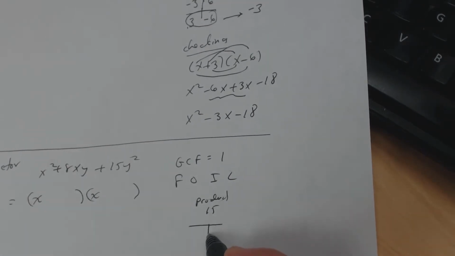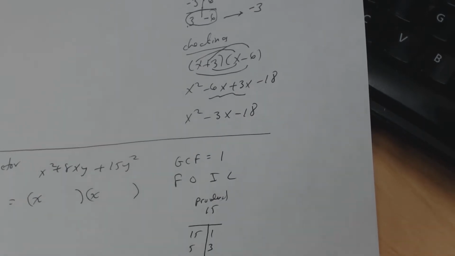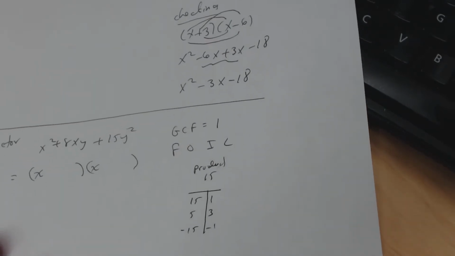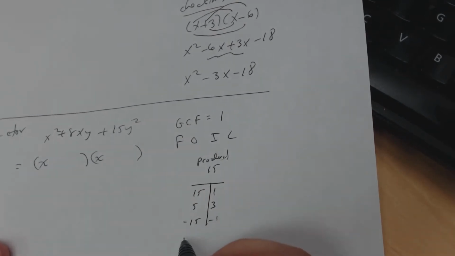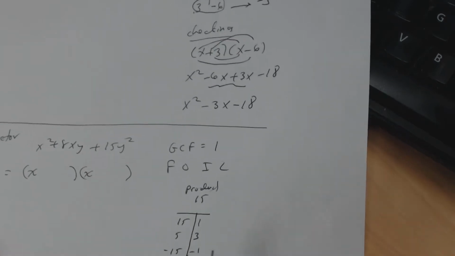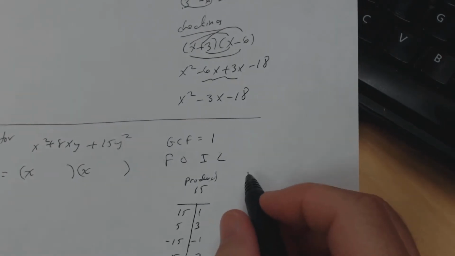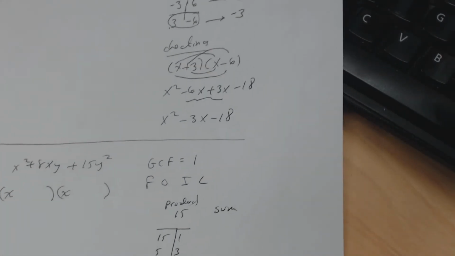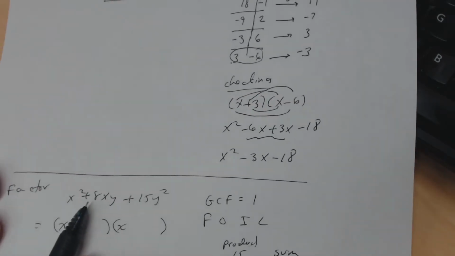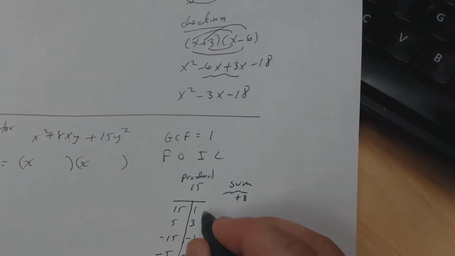So I want two numbers whose product is 15. For example, 15 times 1, 5 times 3, negative 15 times negative 1. Negative 15 times negative 1 is a positive 15. Negative 5 times a negative 3 is a positive 15. And that's about all of the possibilities for the product being 15. But remember, I want the sum. So remember, product and sum. I want the sum to be the middle coefficient. So I want the sum to be a positive 8. All right, so that's what we get.